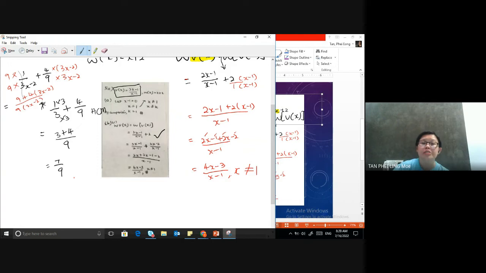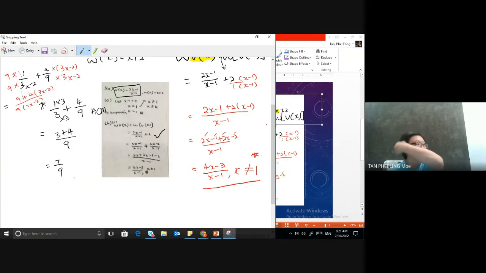The reason is that you have to mention that x can be any number except 1. So you have to mention x not equal to 1. This is an important step here. Let me just put a star here. Why? Because if you don't write this, it will be considered an incomplete answer.